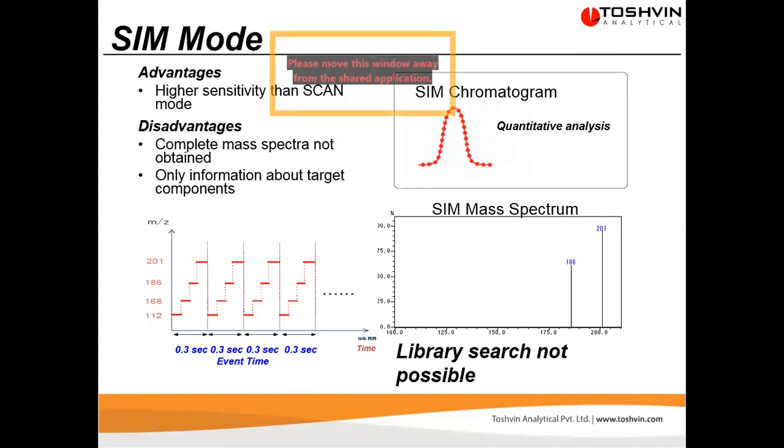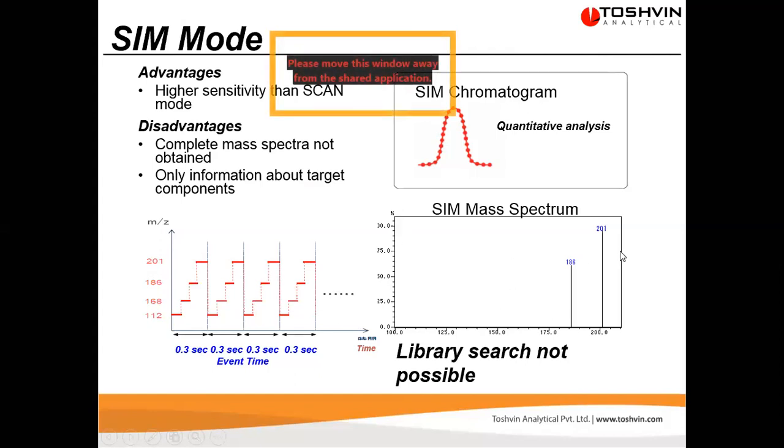In SIM mode, as I told you, we specify some selective masses and ask the quadrupole to monitor those only. So you can just compare that. When scanning in 0.3 seconds, it has to focus from 60 to 250 range. And in SIM, it has to focus only on these ions in 0.3 seconds. So it is more focused on this ion. That's why we get good intensity in SIM mode.